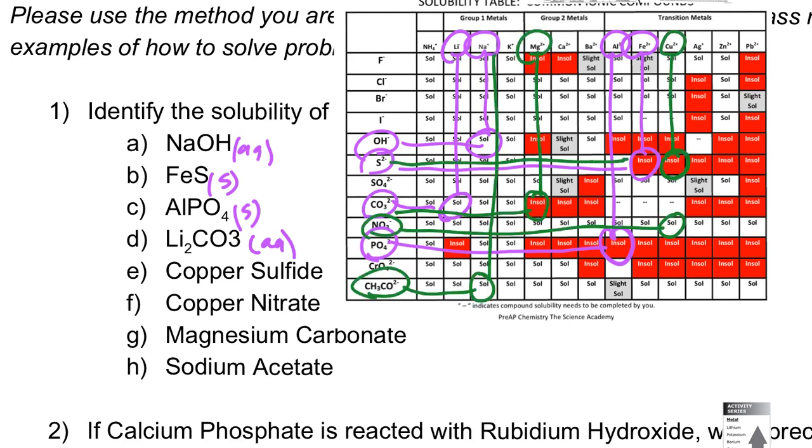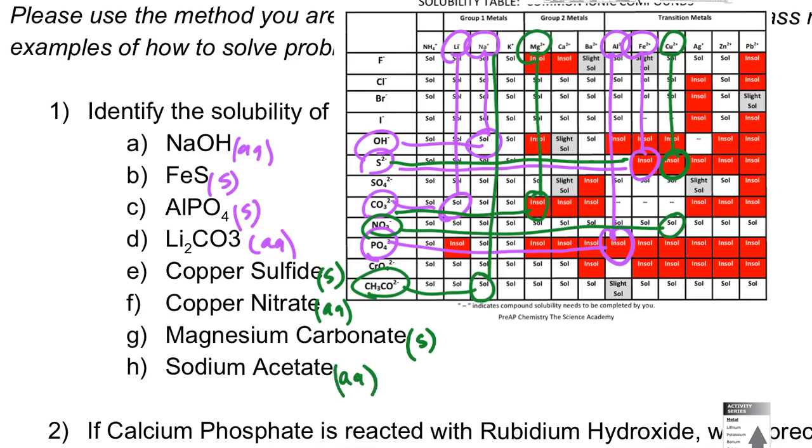I've already gone ahead and circled the atoms on the chart here in green. And so what we find here, if you look at this, copper sulfide is insoluble, so this is going to be a solid for that one. The copper nitrate is soluble, so that'll be AQ. The magnesium carbonate is going to be insoluble, so that'll be a solid there. And then the sodium acetate here is going to be soluble, so that'll be AQ.